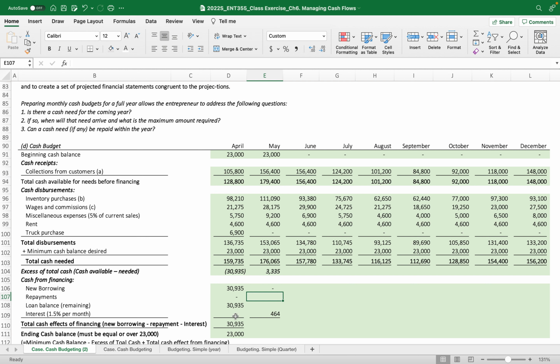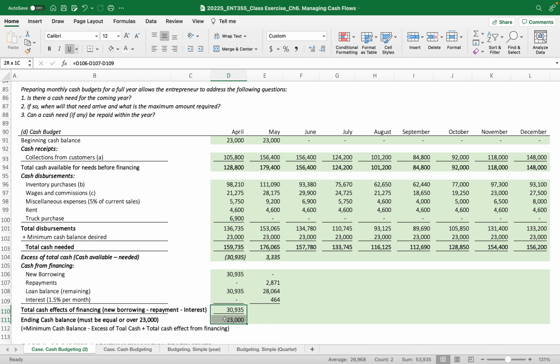Repayment needs to be calculated by subtracting interest, right? We cannot repay all this amount because we need to pay interest, right? So we now have the repayment of 2,871. Then how do we get the loan balance? This 30,935 loan balance minus repayment. Now we have the new loan balance, reduced by the repayment and interest payment that were covered by the excess total cash of 3,335 from operation, right?